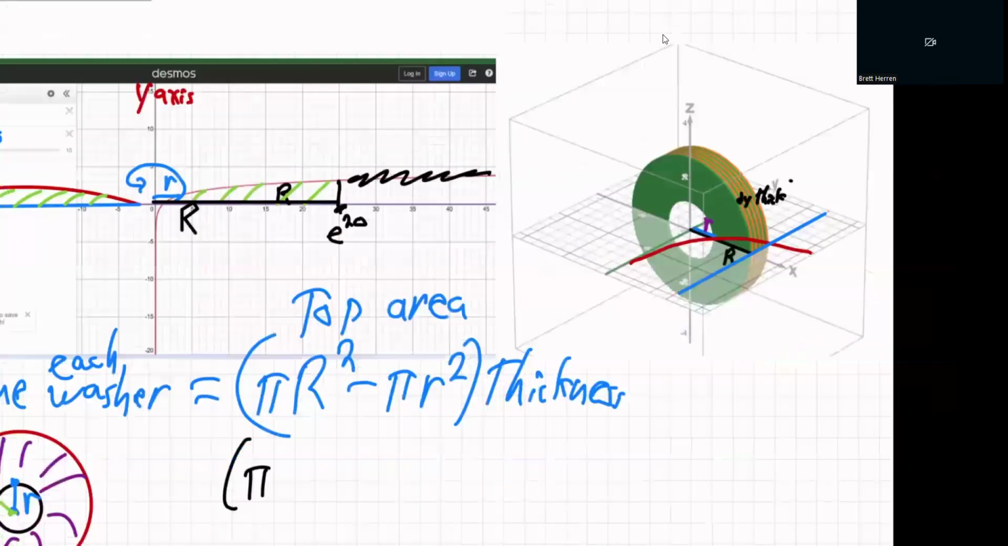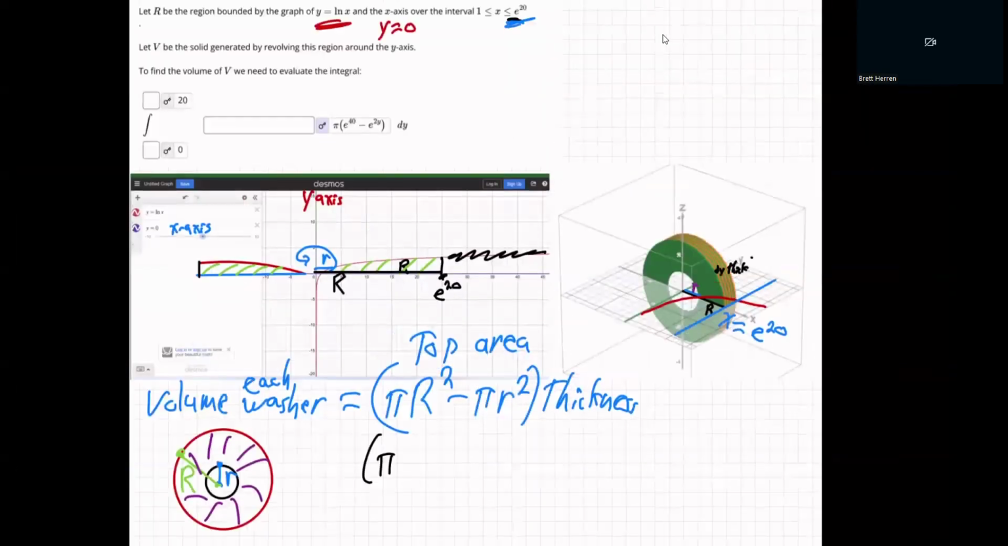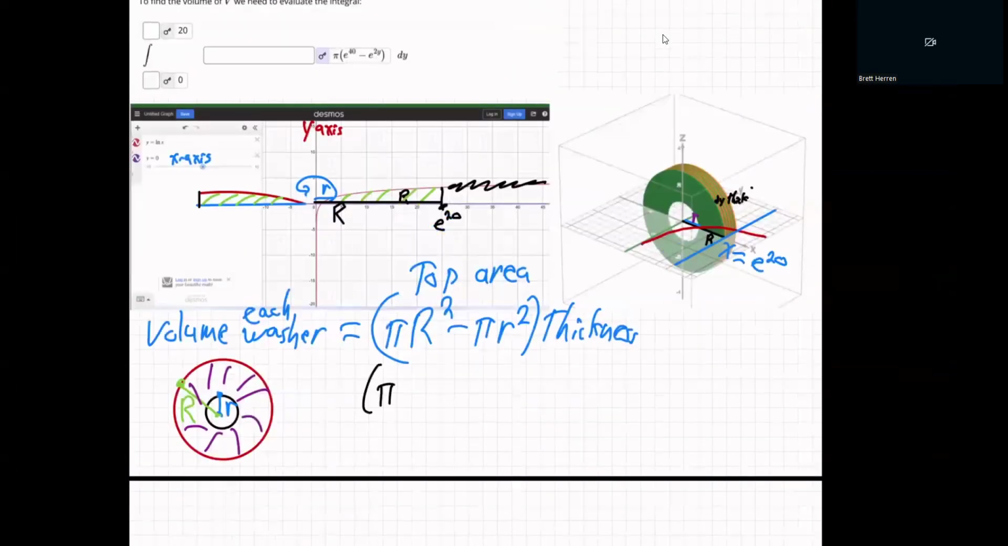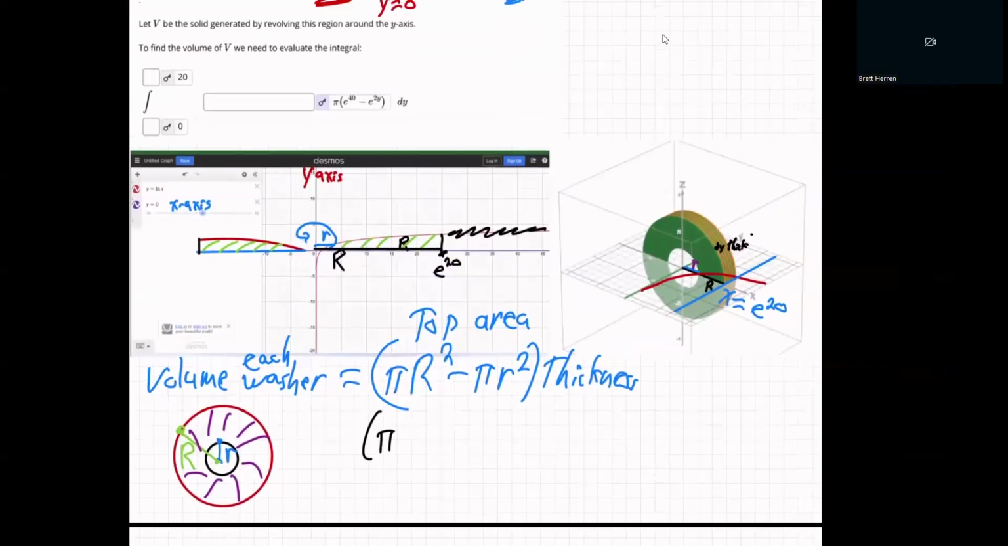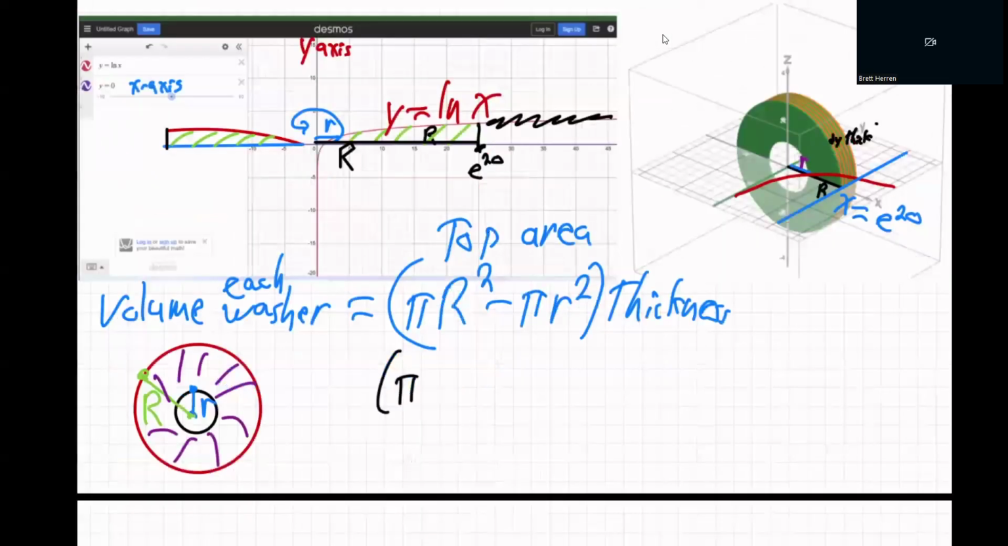That blue line is at x equals e to the 20th. It's not really, but it's where it's supposed to be because x is supposed to go all the way to e to the 20th, right? And the inner radius just goes to the equation y is natural log x, doesn't it? All right, so let's do it.